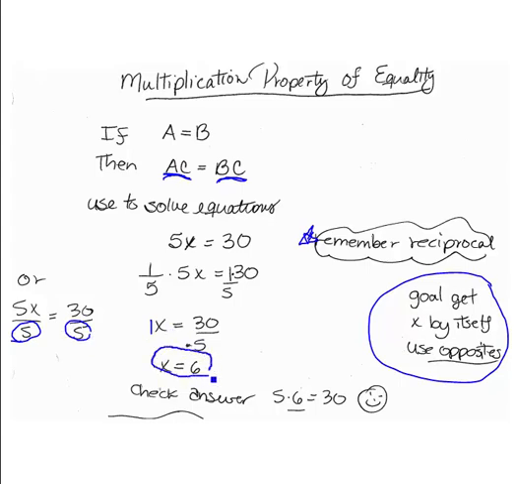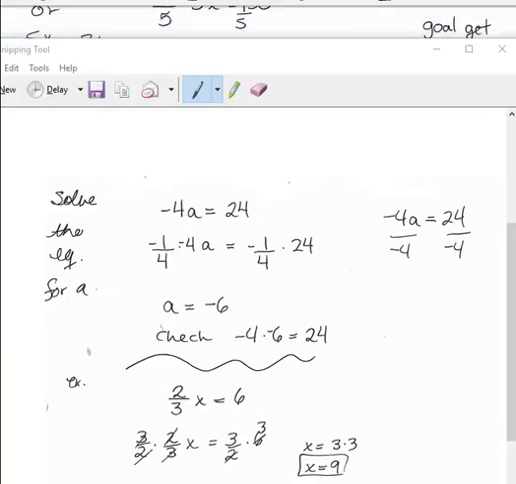The nice thing about these equations is you can always check your answer. So go back in and check your answer, and I go back in, 5 times 6 equals 30, so we get a smiley face because we've got it right. So here's some more examples.